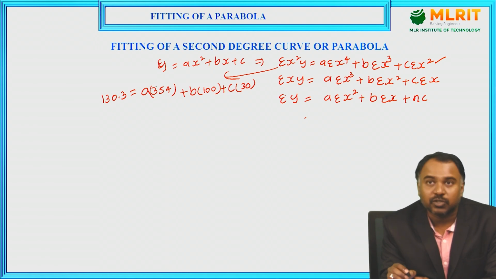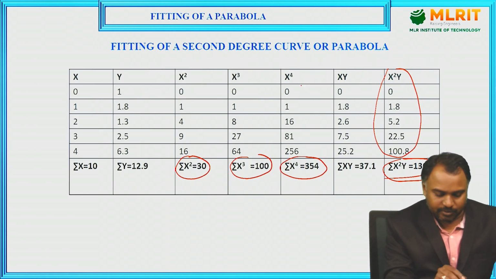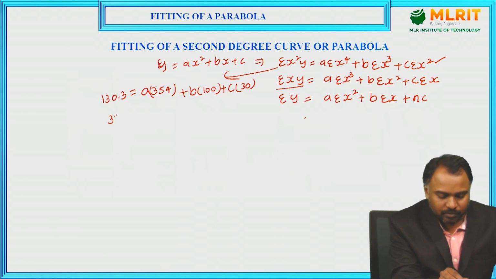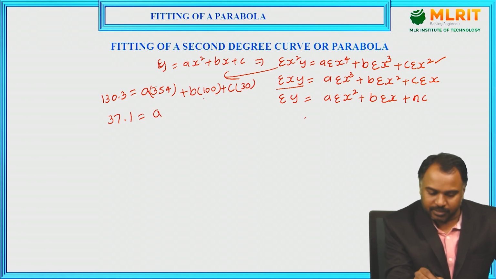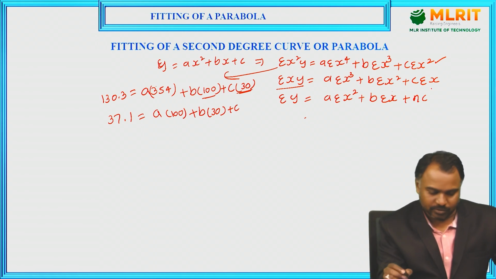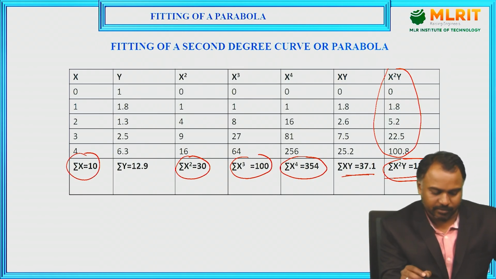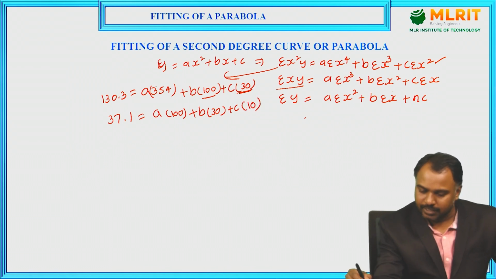Similarly, we need to substitute in equation number 2 and 3 also. Summation xy is required, so go back to the table. Summation xy is 37.1. So 37.1 equals a summation x cube, where summation x cube we know is 100, plus b summation x square, where summation x square we already know is 30, plus c summation x. Summation x from the table we know is 10. So the second equation is done.